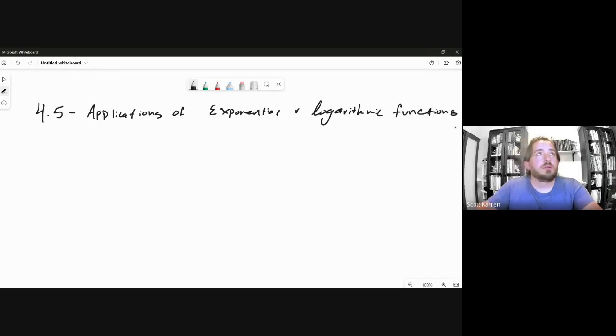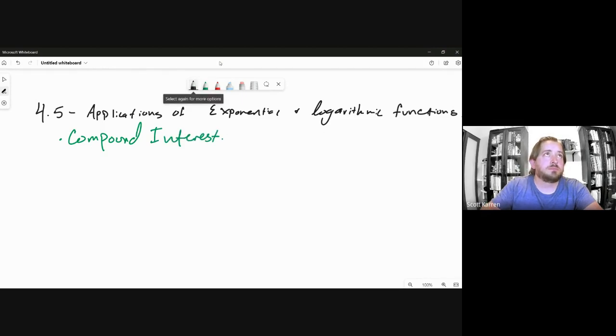Okay. So one of those applications is compound interest, and we have the credit card, debit card assignment. Really kind of is in the same ballpark here. So compound interest. So we have this.